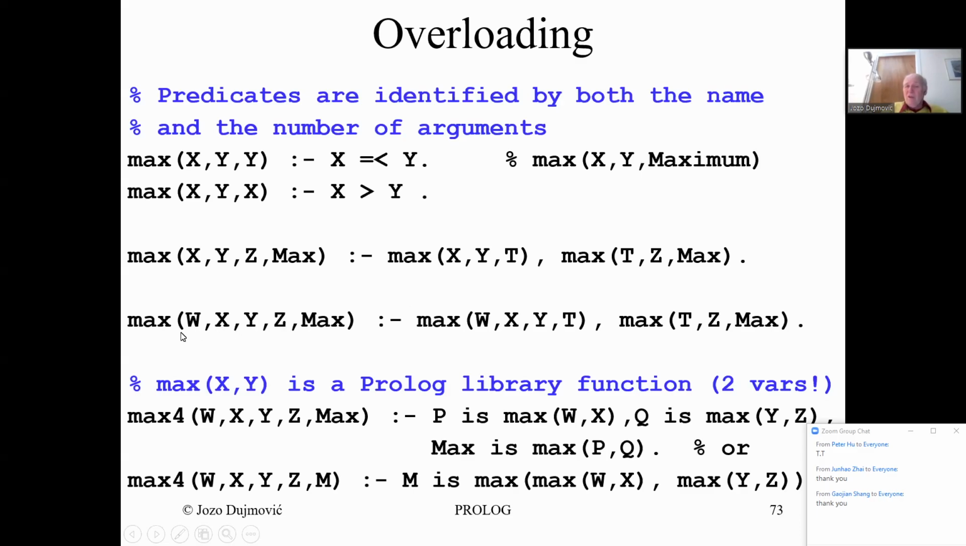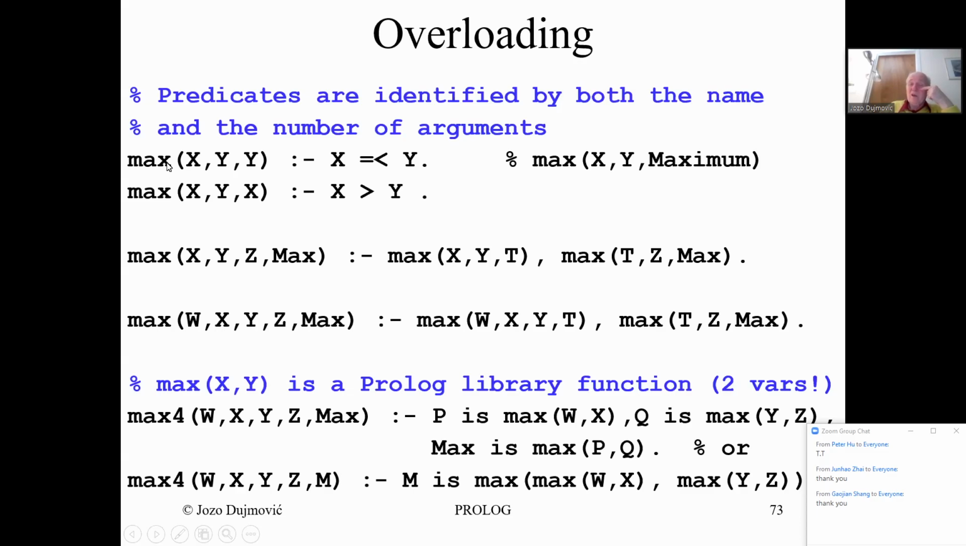How to make a maximum of four variables, W, X, Y, Z? Well, max is going to be now using max of three variables. So you have max of W, X, Y, and this is T. And then this temporary is compared with Z, using this max here.